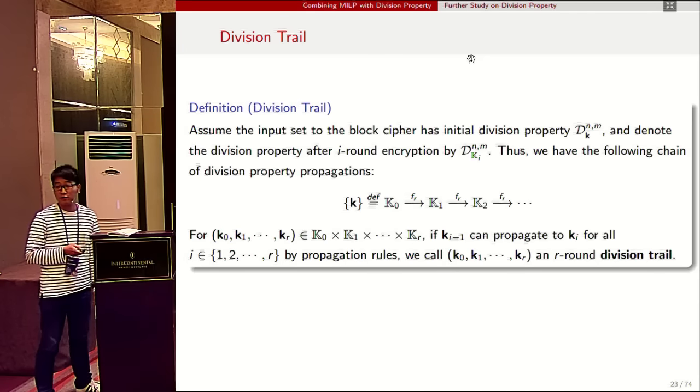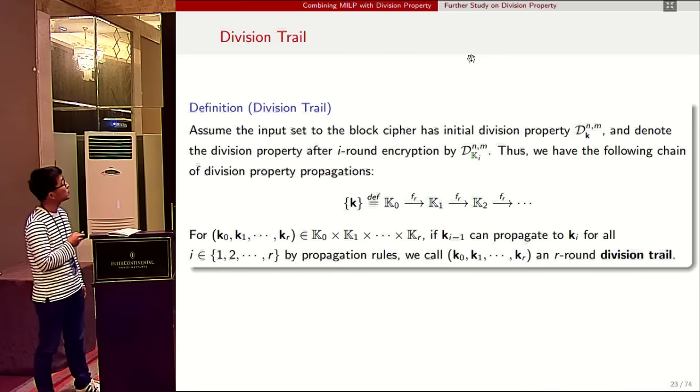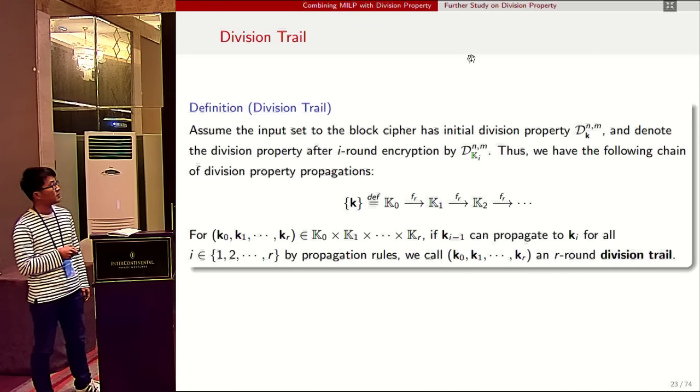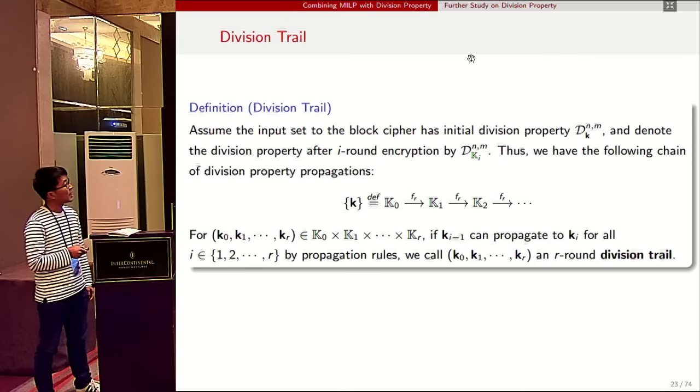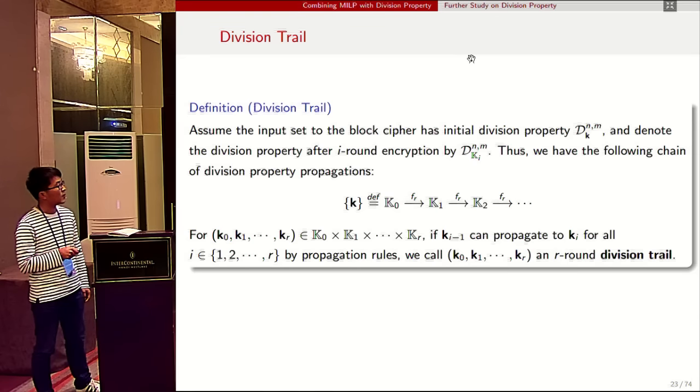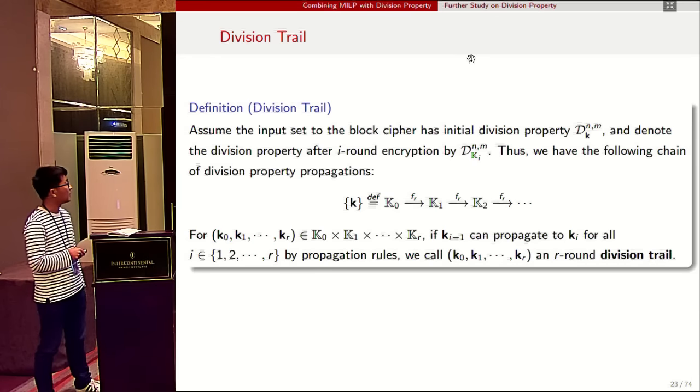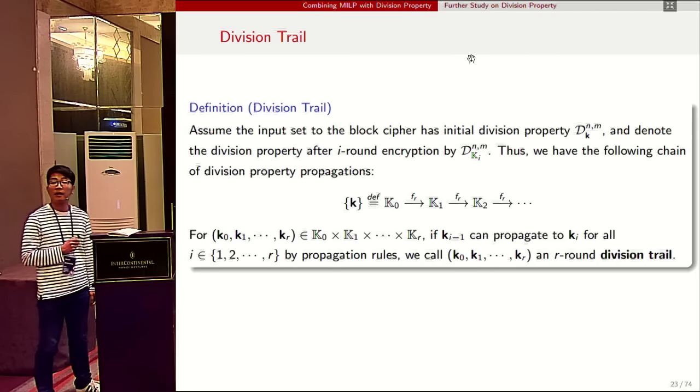To facilitate this conversion, we present a new notion here. Assume the input set to the block cipher has initial division property Dk, and denote the division property after i rounds of encryption by Dki. So we have this chain of division property propagations. For any k0, k1 to kr that belongs to the product space of big K0 to big KR, if ki minus 1 can propagate to ki for all i, then we call k0 to kr an r-round division trail.